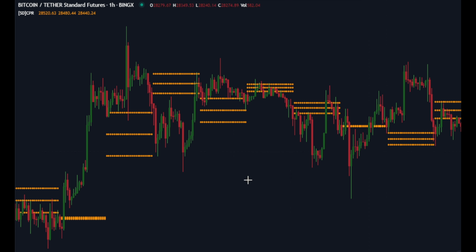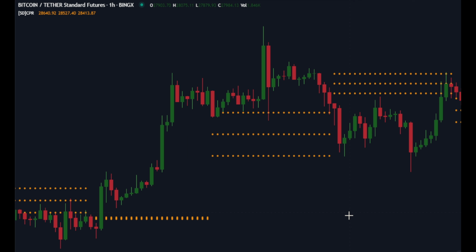The upper line is the top center pivot range. The middle line is the previously discussed pivot line, meaning that this is the average of the high, low, and close. Finally, the bottom line is the bottom of the central pivot range. Now that we know how the indicator works, let's see how we can use this indicator to read the market.